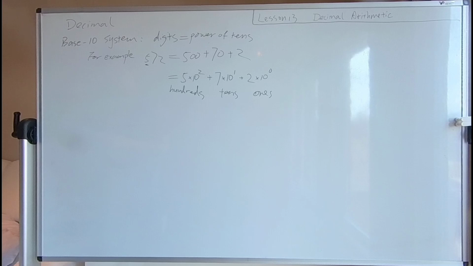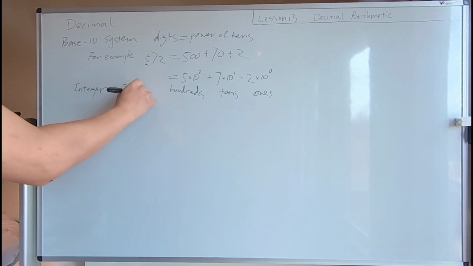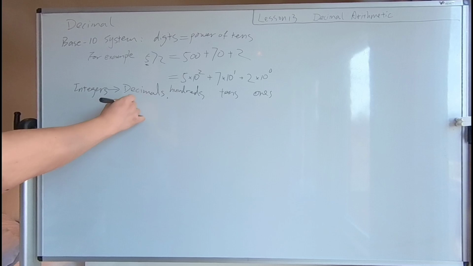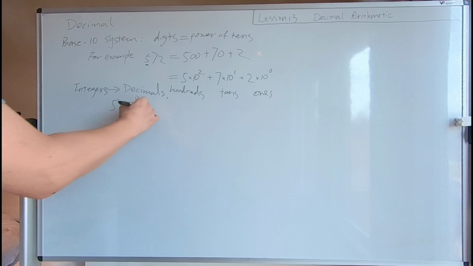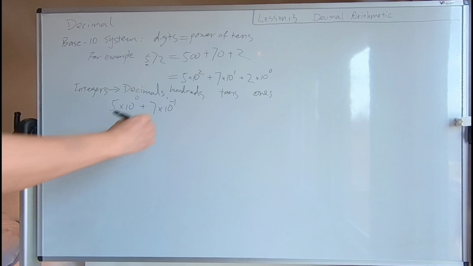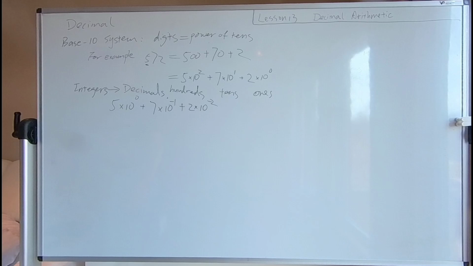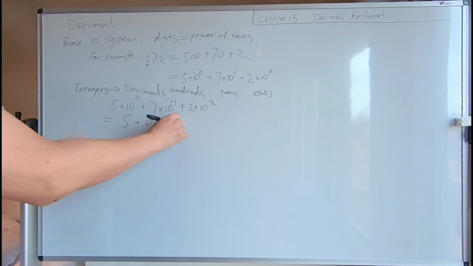So that's the concept that helps us to extend from integers to decimals. Like for example, if I have 5 times 10 to the power of 0, so that will be the 1st digit. And then if I have 7 times 10 to the power of -1, then 2 with 10 to the power of minus 2. Right, then we have 5 plus 0.7 plus 0.02.